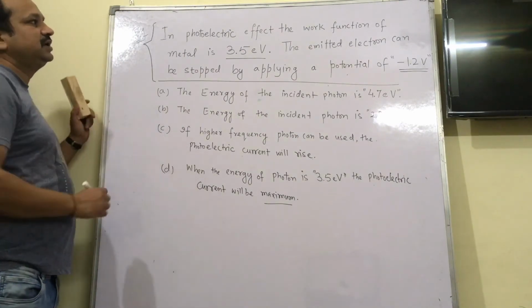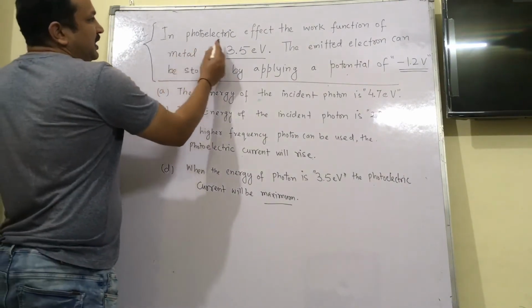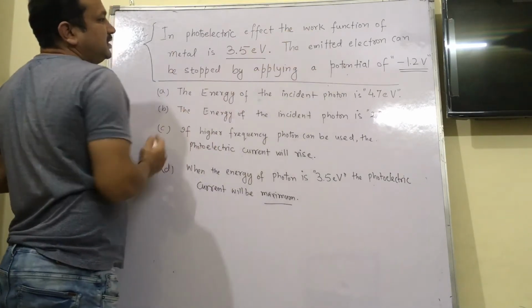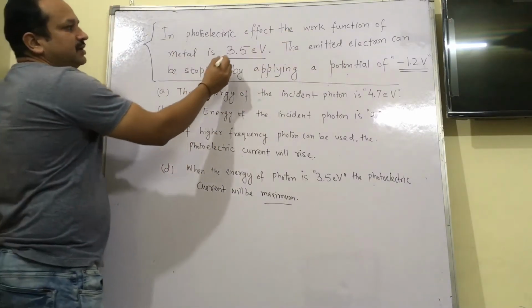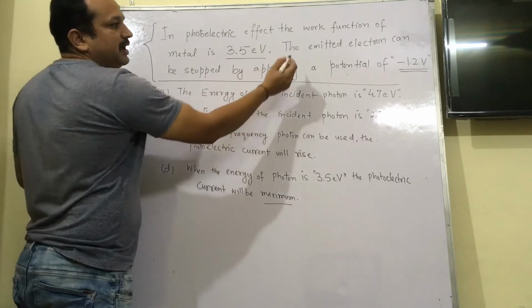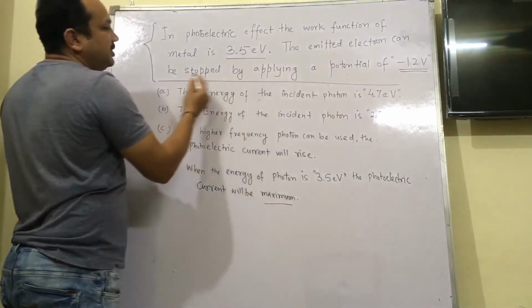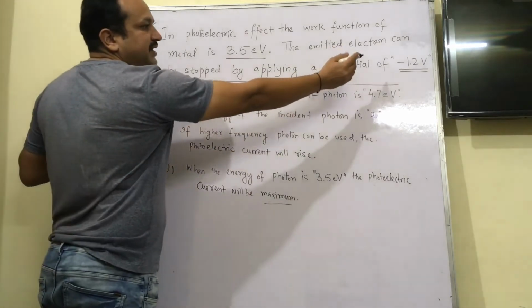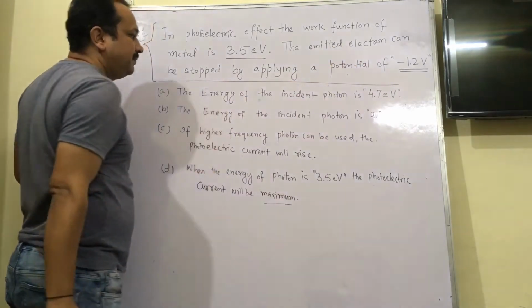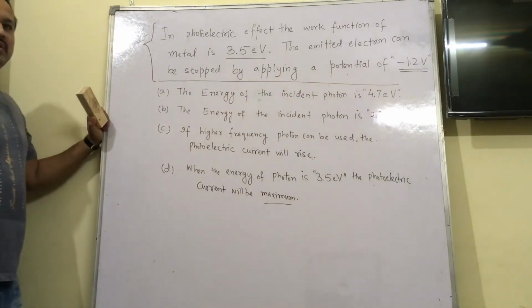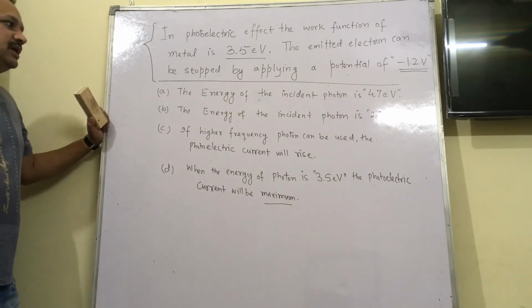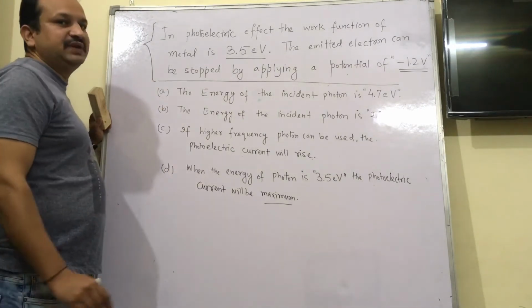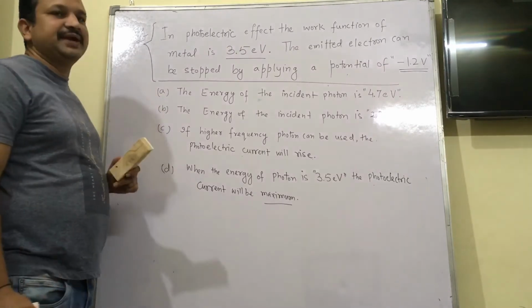In this question, on the photoelectric effect, the work function of the metal is given as 3.5 electron volt, and the emitted electrons can be stopped by applying a potential of minus 1.2 volt. There are four options. Which one is correct? First we need to find which option is correct.